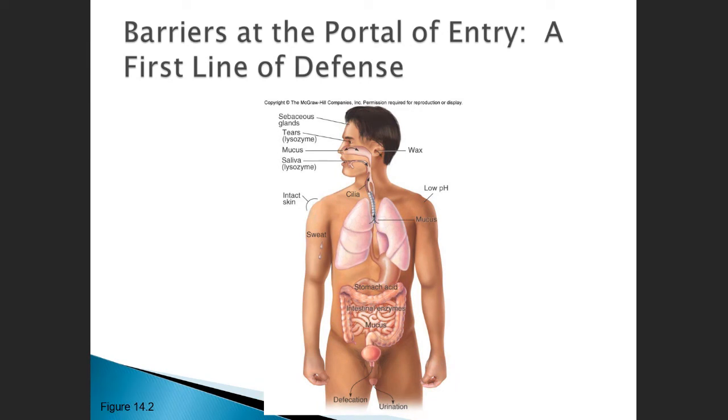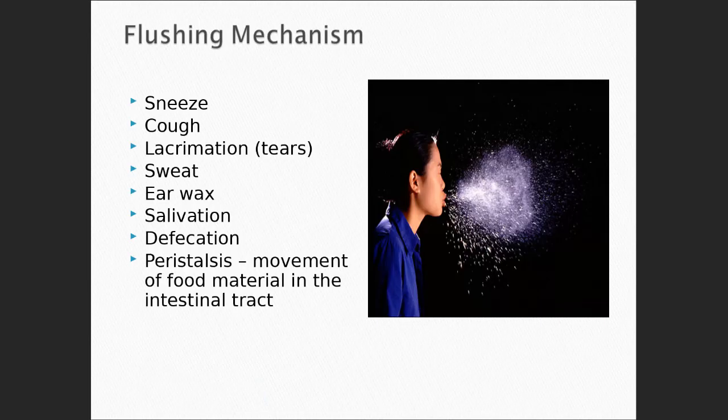Defecation and urination, which allow for the flushing of our bodies, right? And so that brings us to flushing mechanisms. You might not think of these as defense mechanisms, but they are. Sneezing, coughing, lacrimation, which is the tearing up. Tears. One of the first things that happens if you're mowing the yard and something flies in your eye is you tear up considerably, right? And that's a mechanism to protect your eye.